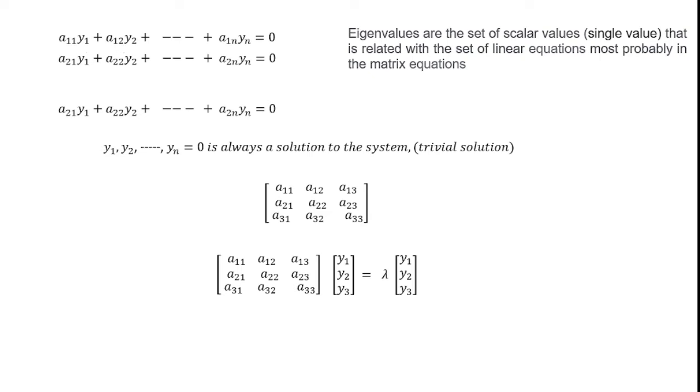After that, the same equation has y1, y2, yn. Likewise other variables are also available. These variables are known as eigenvectors.